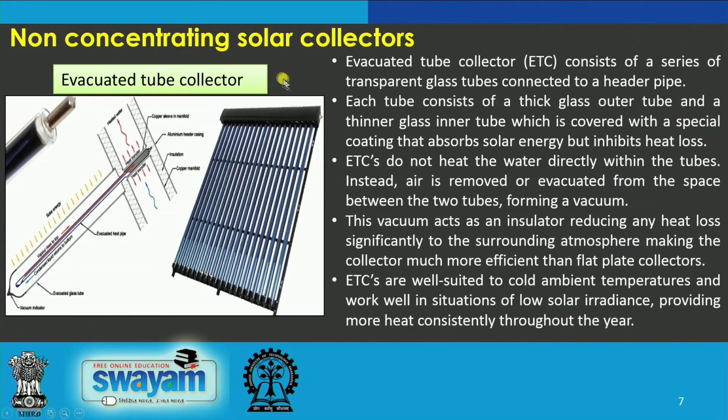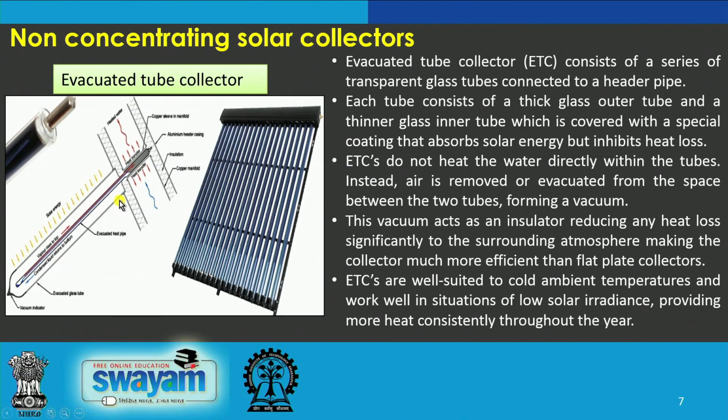The next type of non-concentrating solar collector is the evacuated tube collector. This evacuated tube collector basically consists of a series of transparent glass tubes, as can be seen from here. A number of glass tubes are present in a series and they are connected to a header pipe. This is a sketch of an individual tube.